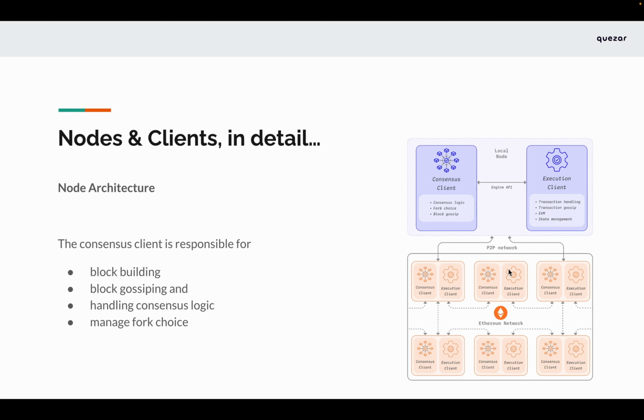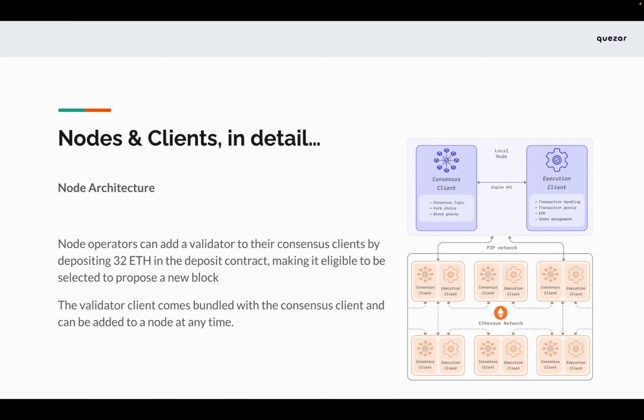So, in the diagram here, you can see that the entire Ethereum network is actually a peer to peer network of multiple nodes, each running a consensus and an execution client. The communication happens between the consensus client and the execution client within a single node and among all of the nodes as well. There's another client called the validator client, which comes bundled with the consensus client and can be added to the node at any time.